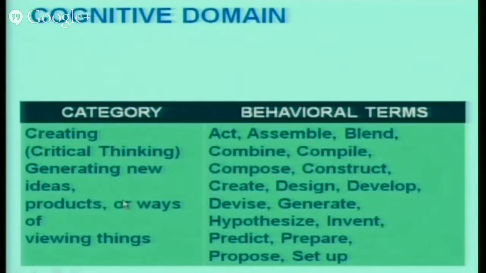And last in the hierarchy, the higher stage, is creating. Again it involves critical thinking, but at this stage he is able to generate new ideas, products, or ways of viewing things. That is, creating involves use of the lower level objectives. He needs to have the basic knowledge, understanding, application, analysis, synthesis. If he can do all these things, he can produce something new. When I say design a software for this, this, this, it means he is making use of the lowest level knowledge. Using all of it, he is constructing something new. So these are the various levels.